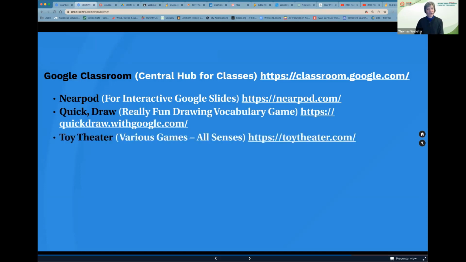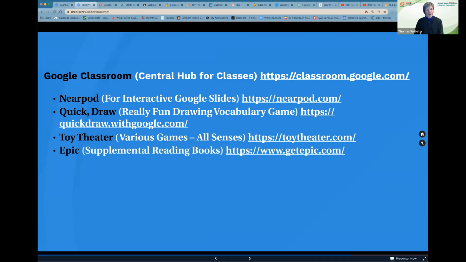The next one is called Toy Theater. Again, there's a lot of different games there, and really interestingly it uses all senses, well, except taste and smell. But it invites you to use those senses, and it really does a good job of teaching holistically. Epic, if you haven't heard of it, is a good place to get supplemental reading books for free.